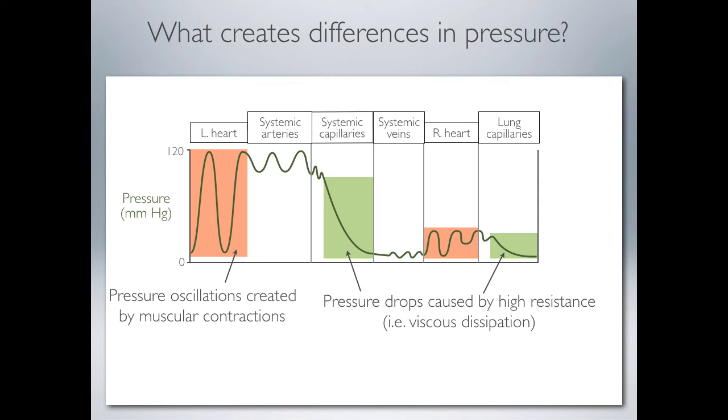So the only aspect of this graph that we haven't explained so far is what goes on in those major arteries where we have this elevated pressure during diastole. So when the heart's relaxing, the aorta is still pressurized. So how can that be? Any hypotheses?